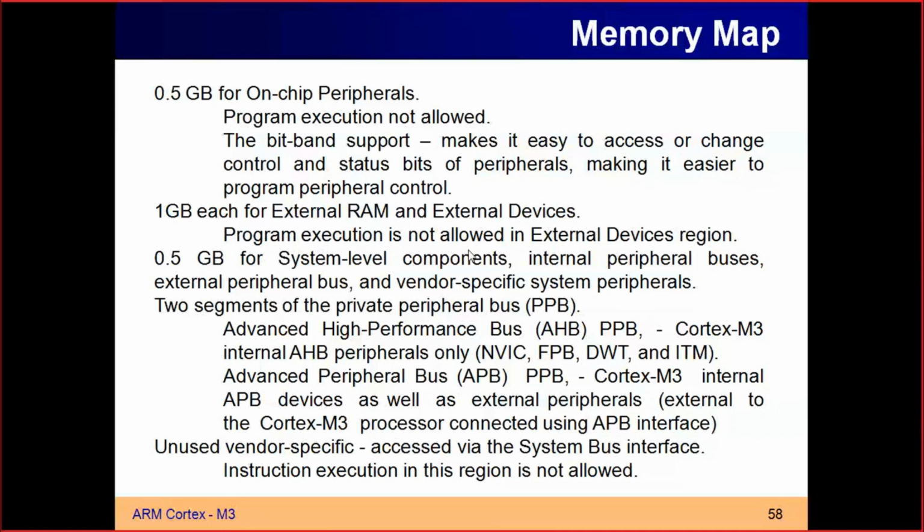Then the next 0.5 GB is used for system level components. Whatever we have seen before is present there. The vendor specific area is accessed again by the system bus, right? And the private peripheral bus is used for accessing the private peripheral bus area.